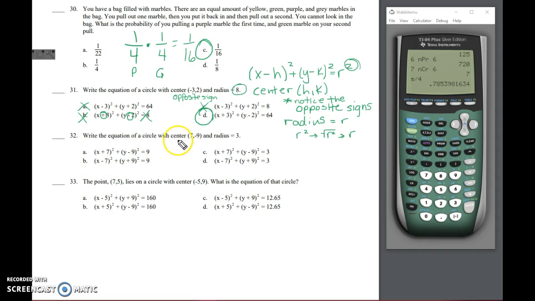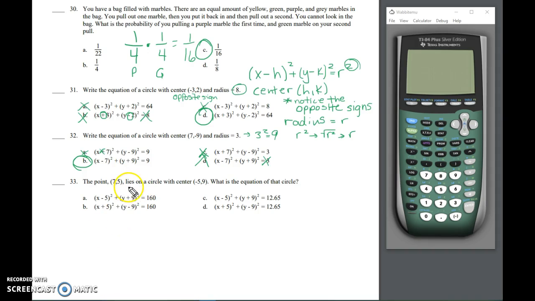Write the equation of a circle with center (7, -9) and a radius of 3. Again, I'm going with the opposite signs. So I need a -7 and a +9. -7, that doesn't apply. -7, +9, yes. -7, +9 does not apply at C, and it does at D. Radius is 3. That means I need to square it for the equation. And I get 9. So that eliminates D and makes B my equation.